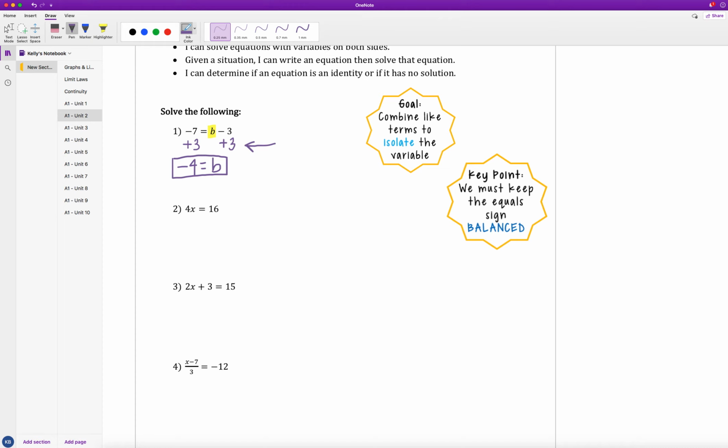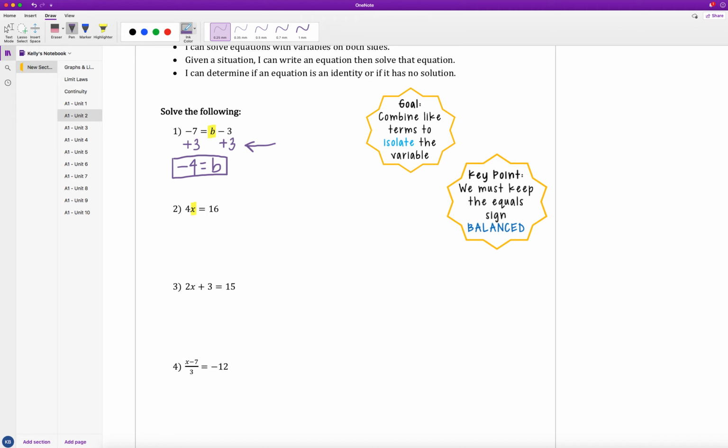So our second example says 4x equals 16, and I want to isolate my variable, which happens to be x. So why don't you pause the video right now and decide, what would you do to isolate that x?